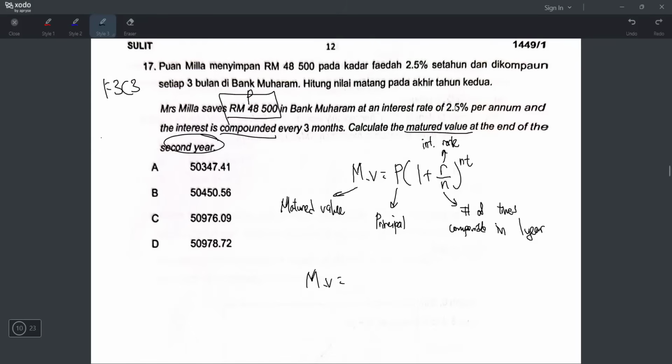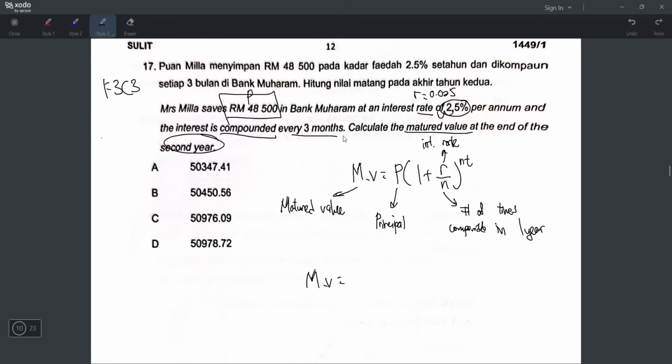Interest rate 2.5%. What do you think this is? 2.5% rate, so this one confirm is the R. But the R is not 2.5, it's 0.025 because it's 2.5%. So 2.5 divided by 100, you move the decimal to the left 2 times. So this is the R.